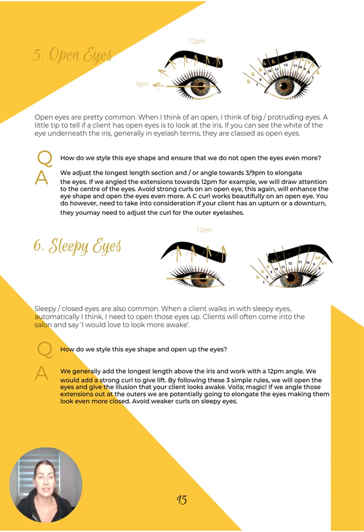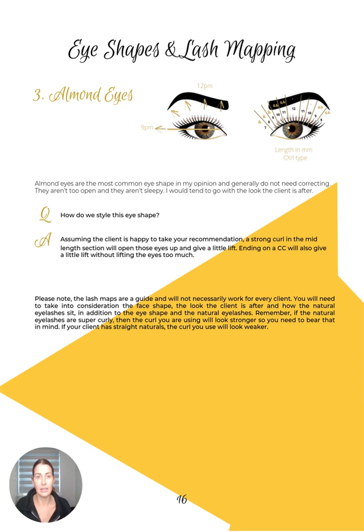And then sleepy eyes. If someone has sleepy eyes, we want to open those eyes. We're going to do a 12 o'clock angle. Always start with a C curl, and then we're going to move into CC and then a D. Depending on upturn, downturn will determine what you're going to do on the outer. But just remember, closed eyes, we want curlier extension to give lift. So CC or a D, but C curl always on those inners.